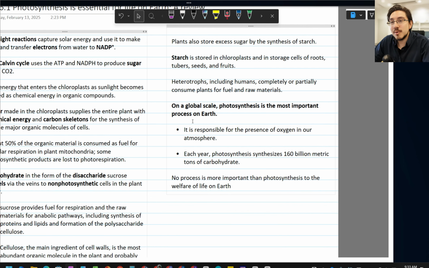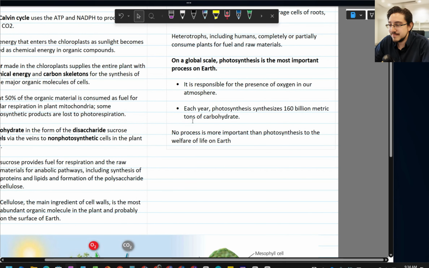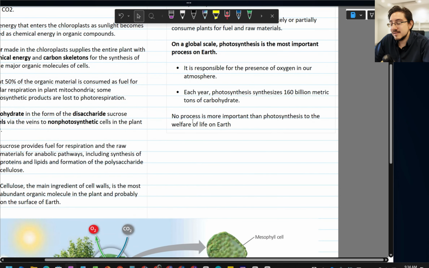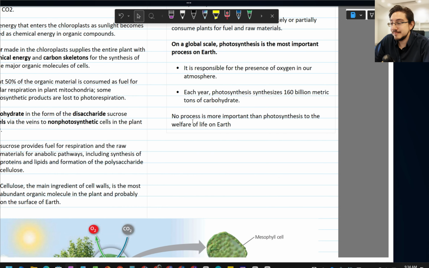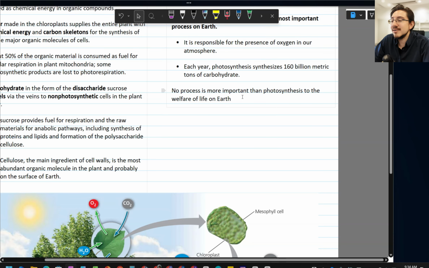It's the most important process on Earth. It is responsible for the presence of oxygen in our atmosphere. Each year, photosynthesis synthesizes 160 billion metric tons of carbohydrate. It's kind of mind-blowing. No process is more important than photosynthesis to the welfare of life on Earth. Pretty cool.